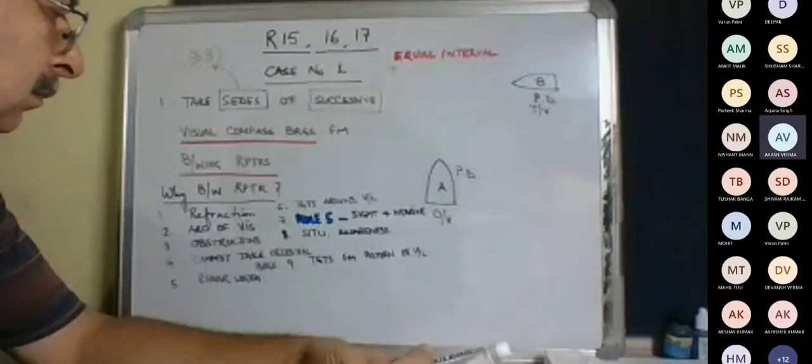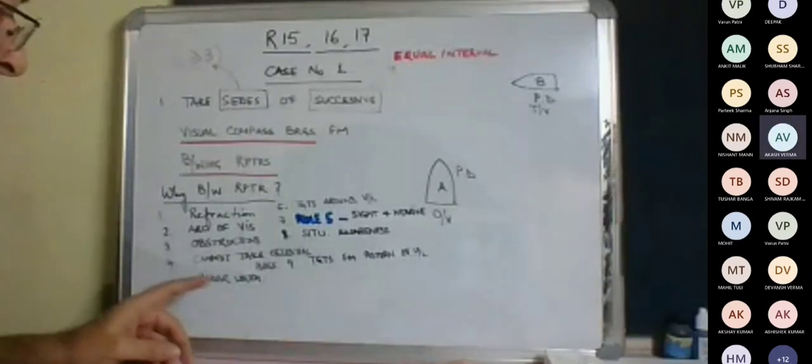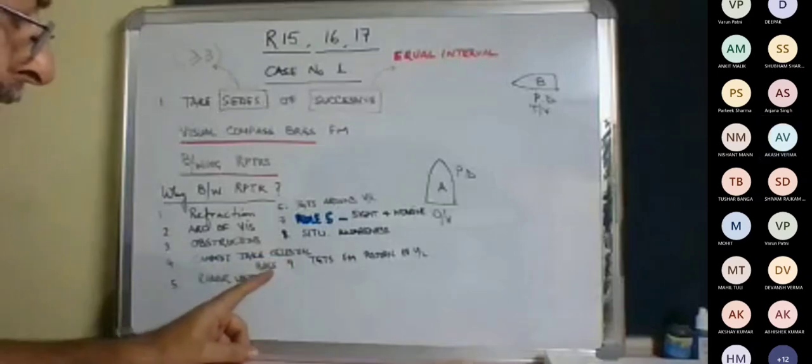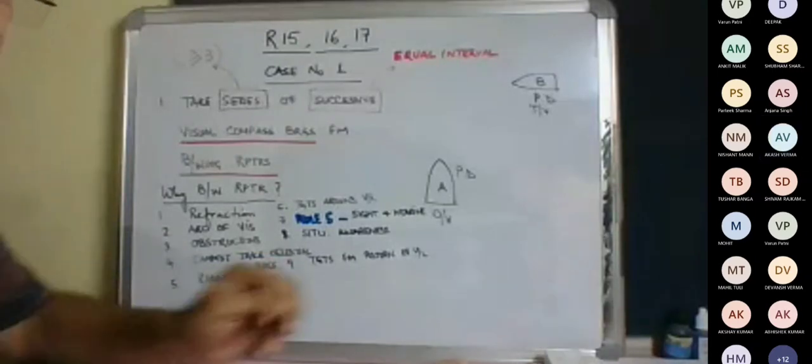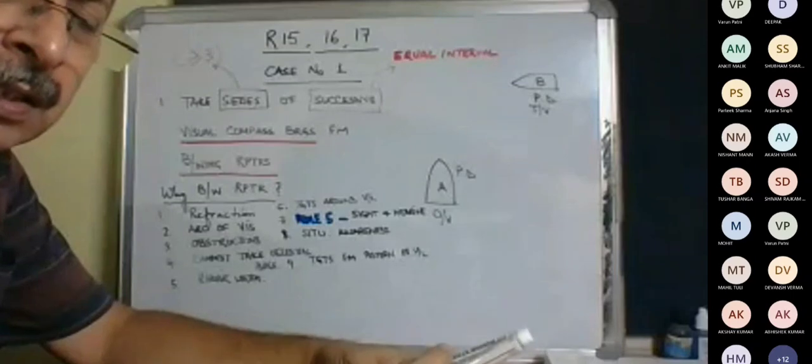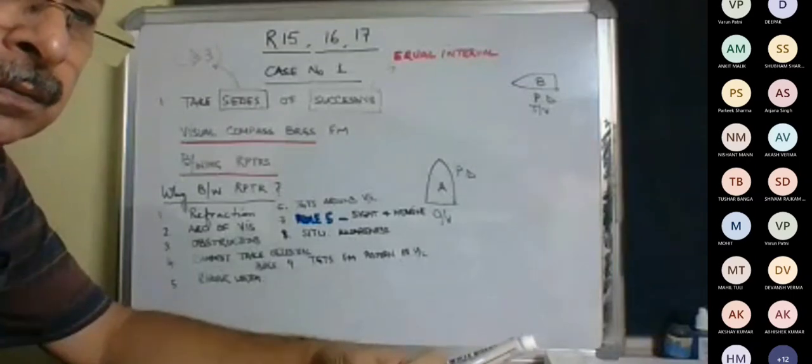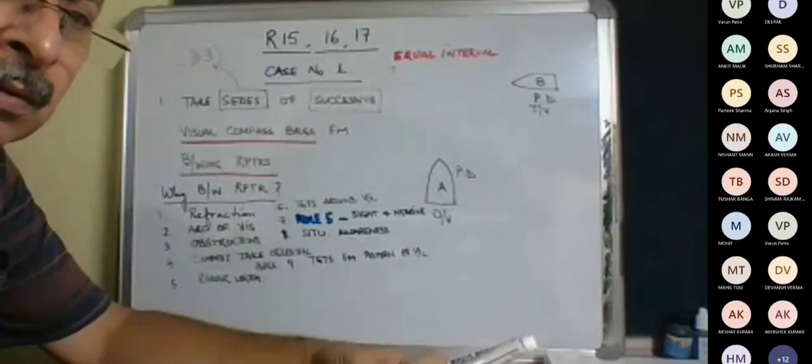Sir, please explain number 4. Point number 4, cannot take celestial bearings. You will not be able to take celestial bearings using the central console. Okay, sir.